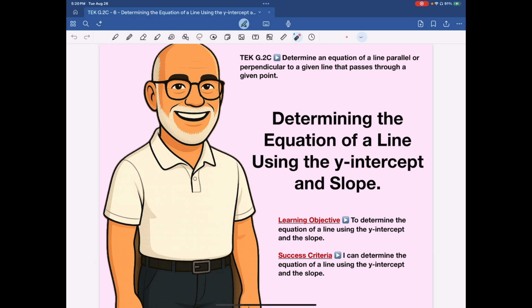Today's video focuses on determining the equation of a line using the y-intercept and the slope. Our learning objective is to determine the equation of a line using the y-intercept and slope. You will know you have mastered this objective when you are able to determine the equation of a line when given the y-intercept and the slope of that line.